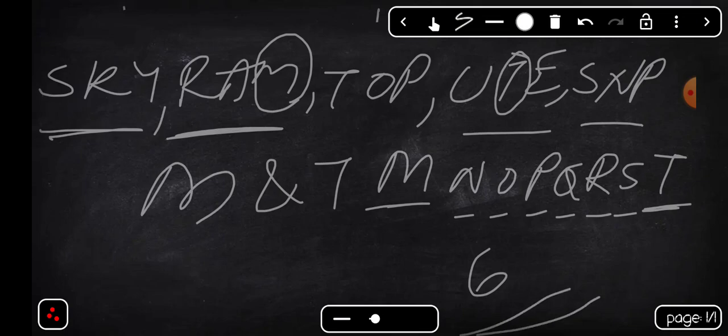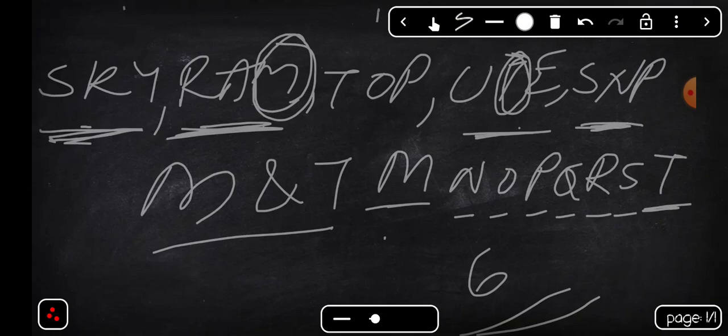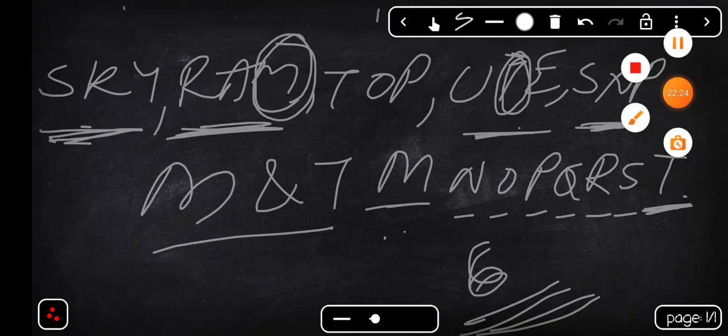What is the question? Sky, Ram, Top, UTE, SNP. These are the five words. How many letters are there in the English alphabetical series between the third letter of the second word from the left end, which is M, and the second letter of the second word from the right end, which is T? After M come N, O, P, Q, R, S, T. So there are six letters between M and T. This is the answer. I think you got the point. It is the alphabetical series. Okay, Sairam to all.